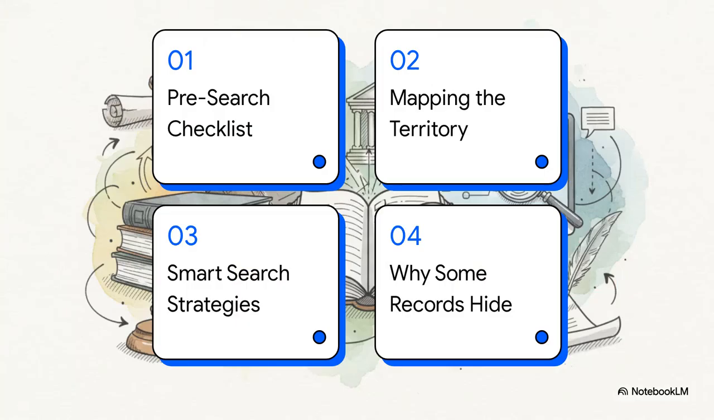Here's our exact roadmap for today. We've got four parts. First, the pre-search checklist. Second, mapping the territory. Third, smart search strategies. And finally, why some records hide. Let's get right to it.